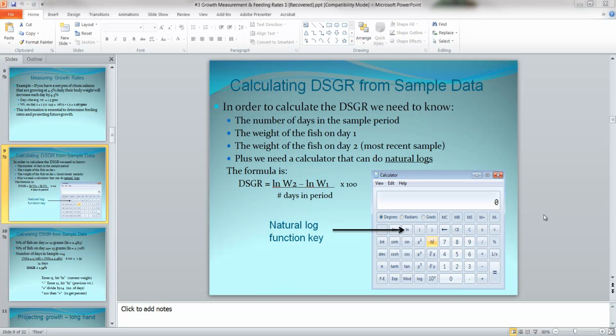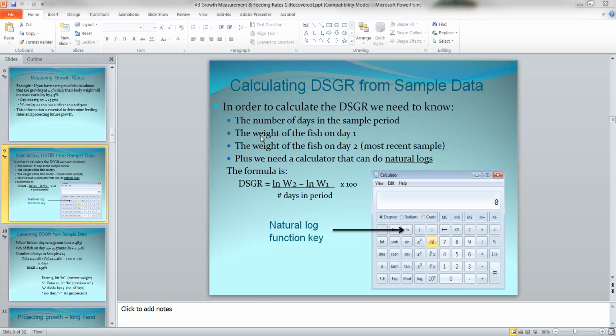But we need something to measure how quickly they're growing: are they on track, ahead of schedule, behind schedule, am I feeding them enough, not enough. The way we measure this is what's called daily specific growth rate. The premise is basically that you take what this slide says, and you need the number of days in the sample period. For instance, I'm recording this on January 20th.